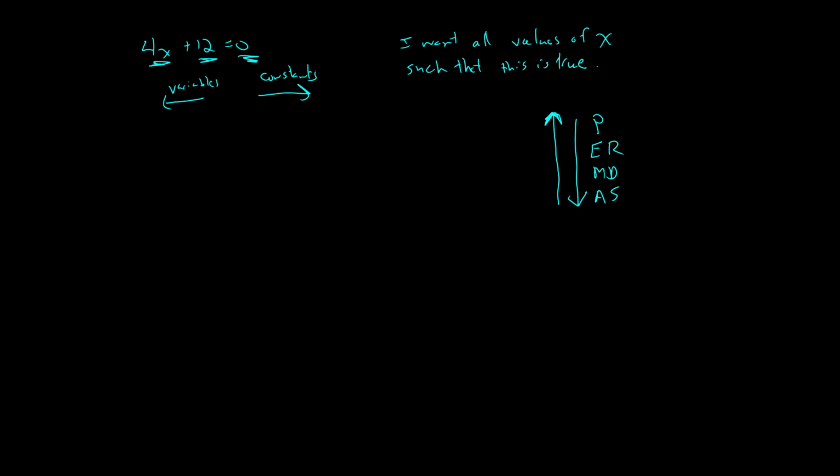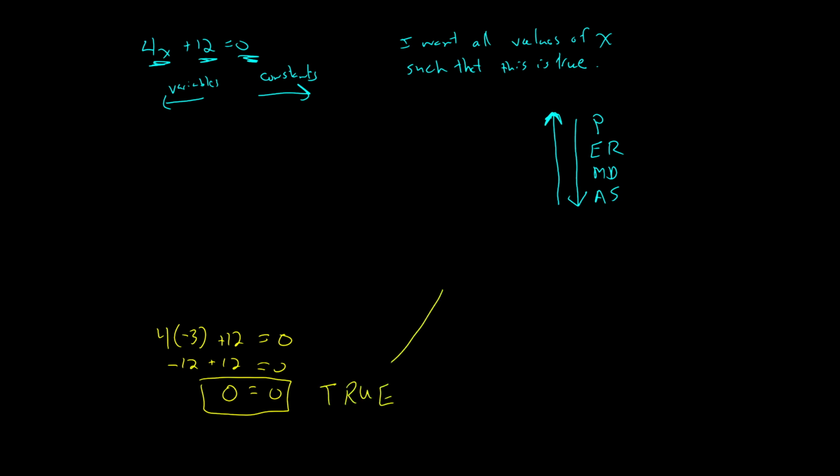Well, let's check that. To check it, I come back up above and evaluate this equation with negative 3 in place of x. So 4 times negative 3 is negative 12. Negative 12 plus 12 is 0. And so my statement says 0 is equal to 0, and this is true. So this value of negative 3 keeps my initial statement true when it is the solution set for x.